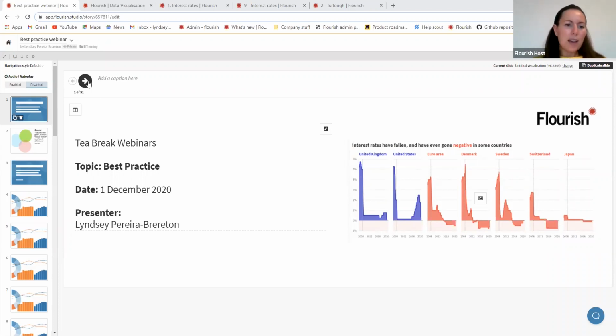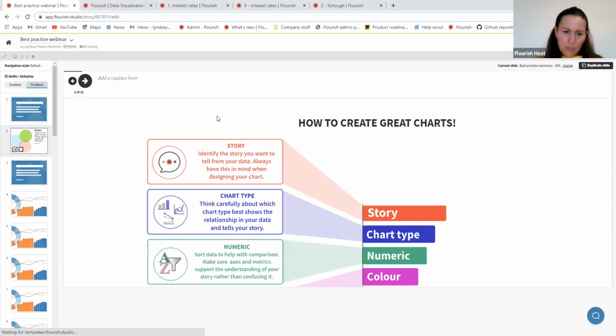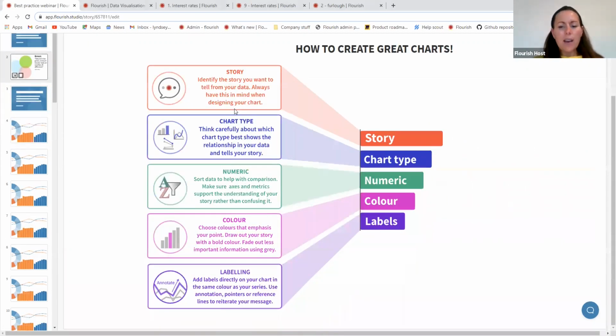So let's jump in. This is a simple framework that I've put together to help people think about some simple steps to create great charts and data graphics. And I guarantee if you step through each of these 5 principles and think about each of your design decisions, you'll come out with a better chart at the end.